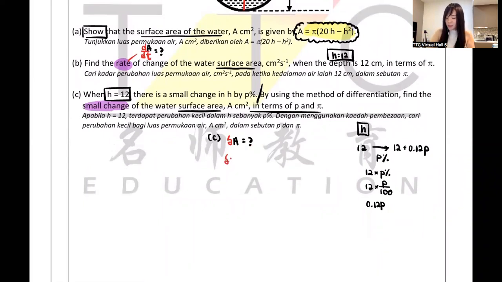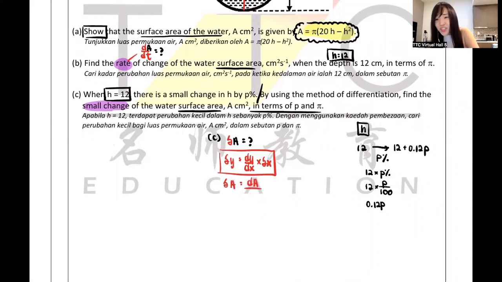This is small change, not rate of change, so definitely using this formula. But the formula doesn't match the question, so we'll change it. The Y changes to A. The X changes to H, very good. Like that, to fit the question. Right? So delta A equals dA/dH times delta H, my dear.